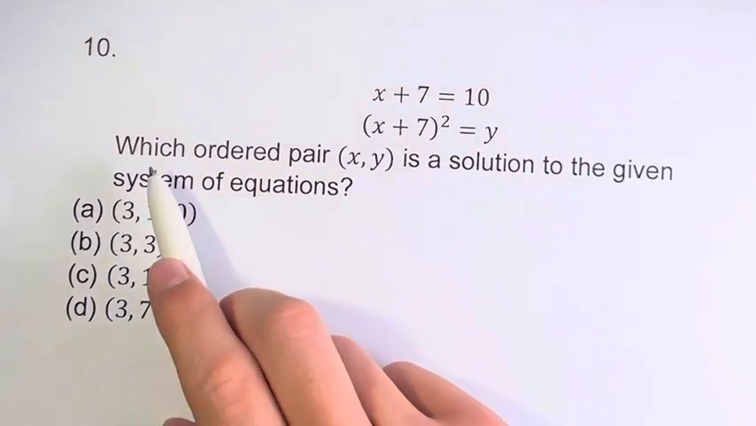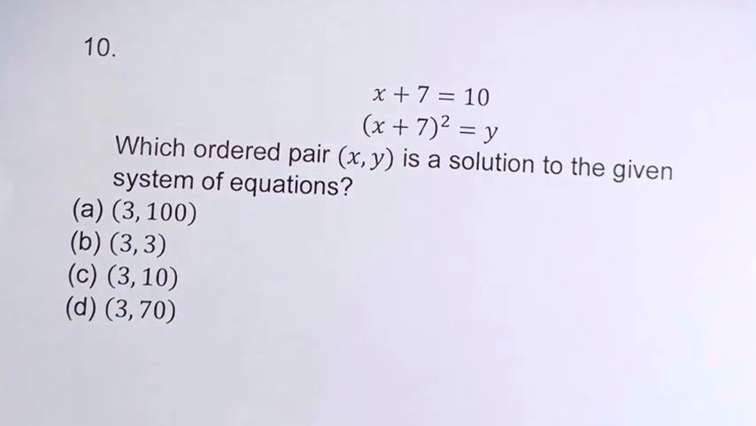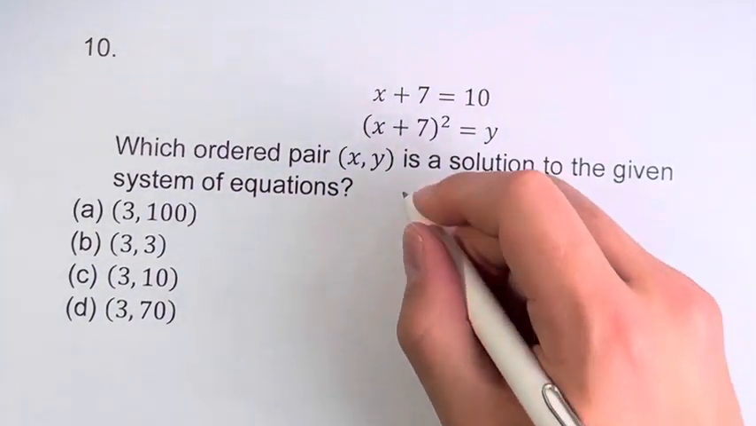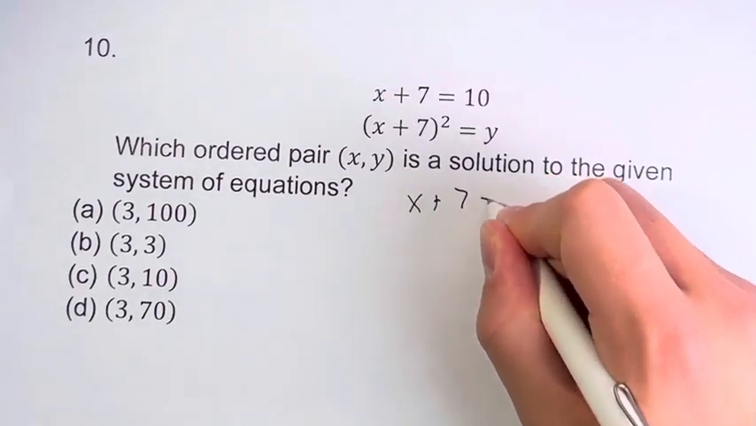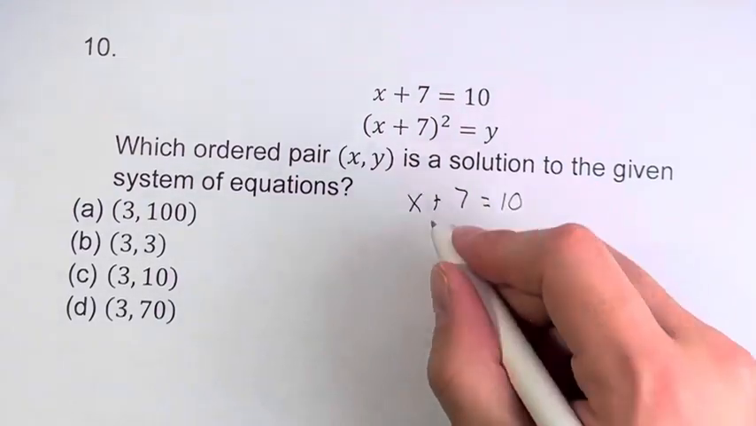In this problem we're asked which ordered pair (x, y) is a solution to the given system of equations. So we have this system of equations right here, and we can notice that our first equation, x + 7 = 10, only has one variable. So what we can do is just solve for x without even worrying about the second equation.